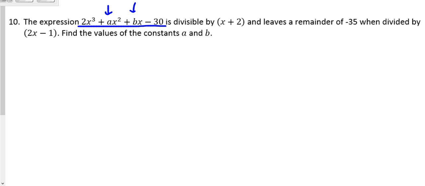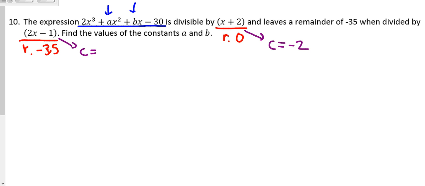We know that it's divisible by x plus 2. That means the remainder here is 0. And when we divide by 2x minus 1, our remainder here is negative 35. So how we use these two pieces of information is that if we were doing synthetic division, the c, the number that we put up in the corner, would be a negative 2. And here, the c that we would use would be a positive 1/2.